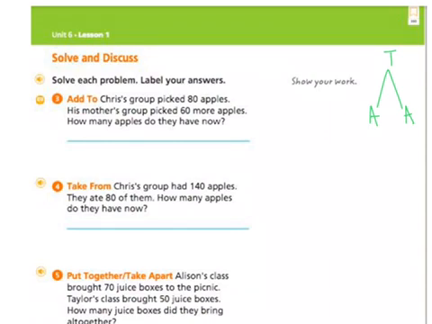Here's the first one. It says add to, number 3. Chris's group picked 80 apples. His mother's group picked 60 more apples. How many apples do they have now? Well, I know that one of the add-ins is 60 and another add-in is 80. So I'm going to show the equation 60 plus 80, and I know that is 140 because I know 6 plus 8 is 14, and you put the 0 back on, and it's 140. And we have to label it, so 140 apples.